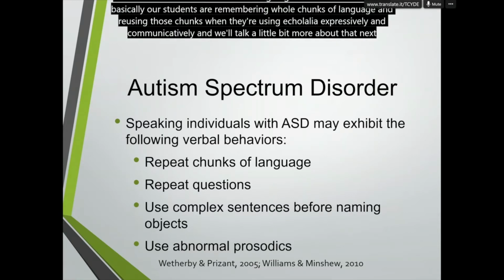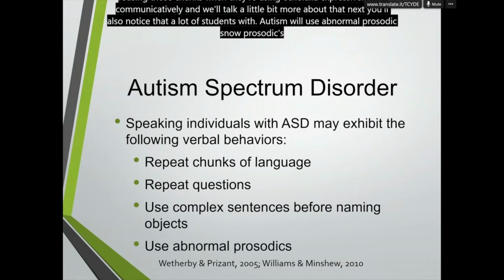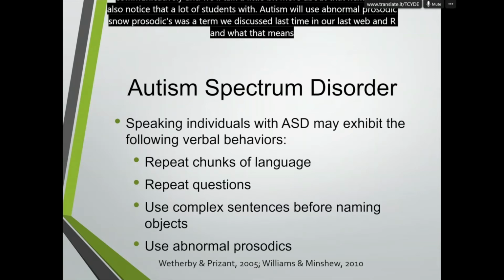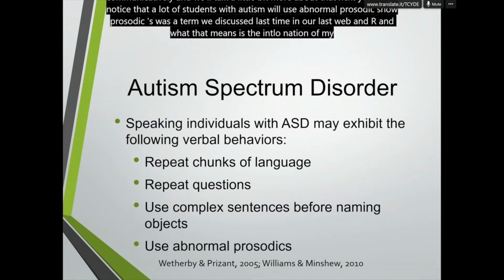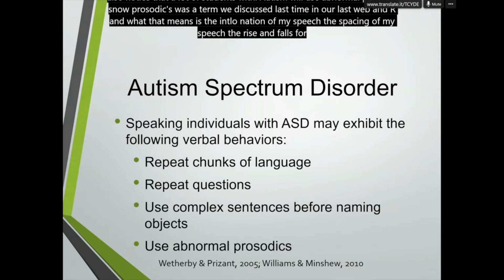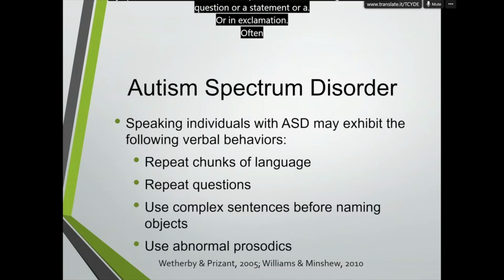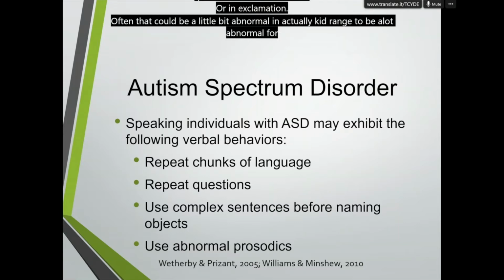You'll also notice that a lot of students with autism will use abnormal prosodics. Now, prosodics was a term we discussed in our last webinar. And what that means is the intonation of my speech, the spacing of my speech, the rise and falls for emphasis or for indicating whether it's a question or a statement or an exclamation. Often that could be a little bit abnormal and actually could range to be a lot abnormal for individuals with autism.